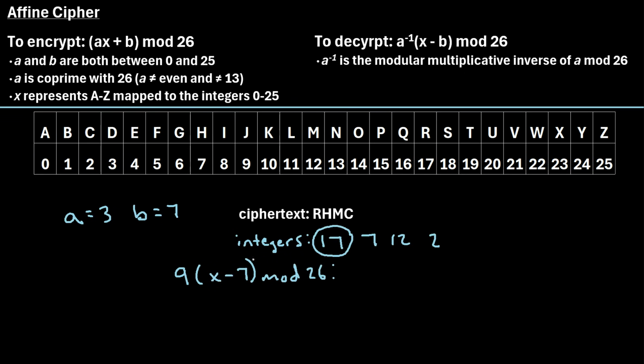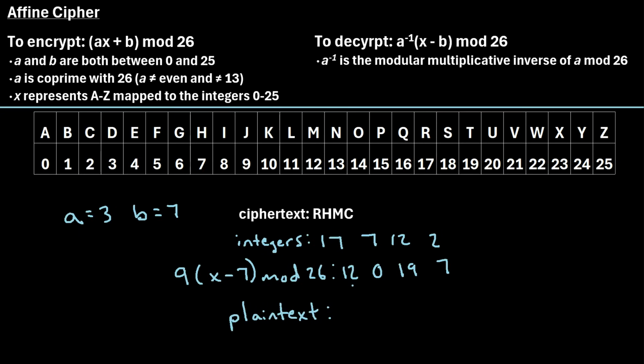So when we plug in a 17 in for x right here, we get 17 minus 7, that's 10. 9 times 10 is 90. And when we do 90 divided by 26, that turns out to be 3 with a remainder of 12. So the remainder is what we'll write right here. And we'll just repeat this process for the last 3 integers. So we'll end up with 0, 19, and 7.